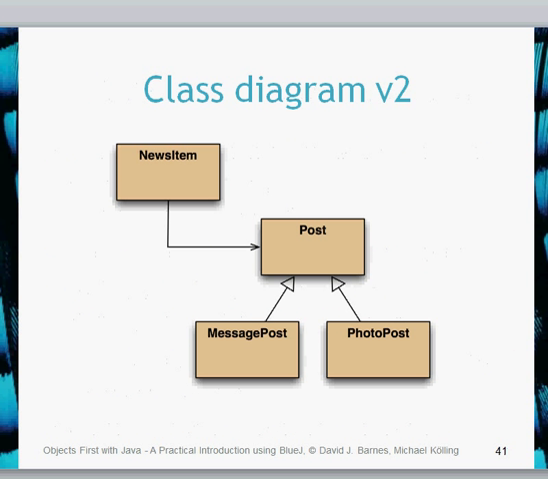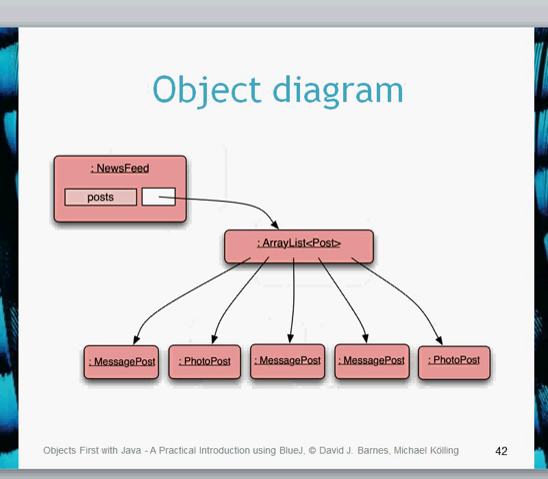So here's our class diagram of our version 2, where we've got our Post and our subtypes MessagePost and PhotoPost. The object diagram we're aiming for is something like this. In the NewsFeed class, we're going to have a posts ArrayList, and that's going to be of type Post. Because it's of type Post, we can store subtypes in that, so we can store message posts, photo posts, and the different subtypes there. If we then wanted to create a new subtype of Post, for example the EventPost, which we considered briefly previously, then we could also add that in, as long as it's within the inheritance hierarchy.